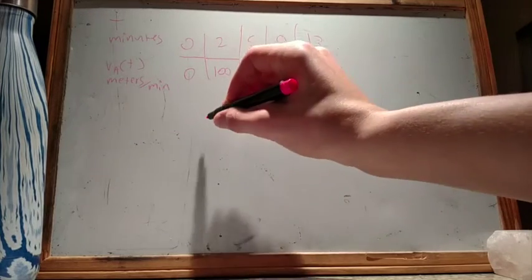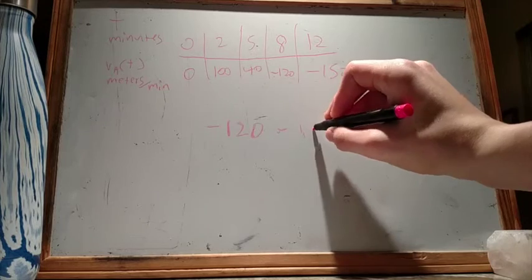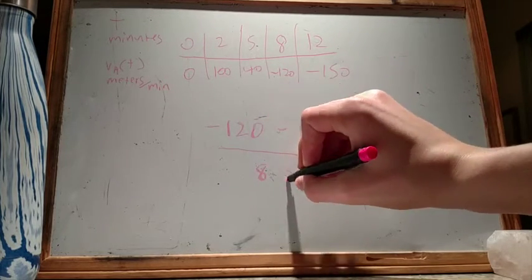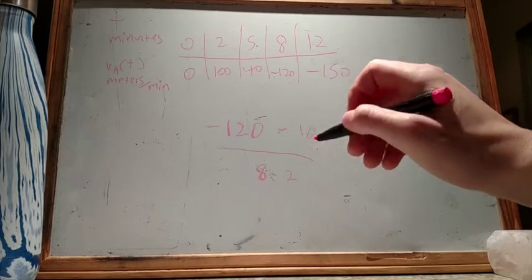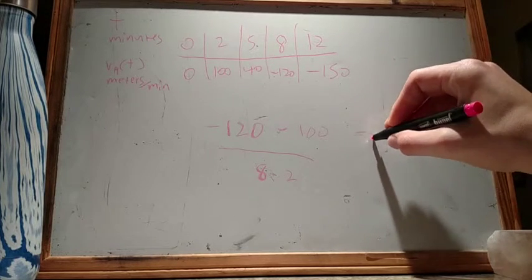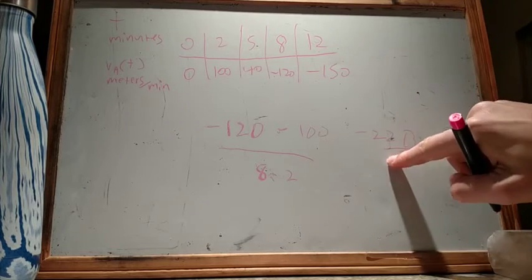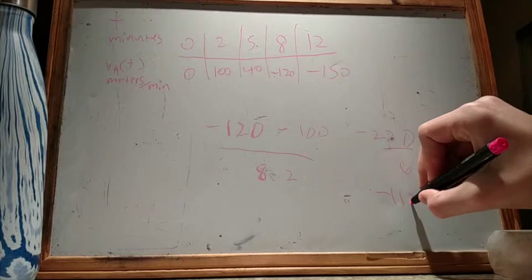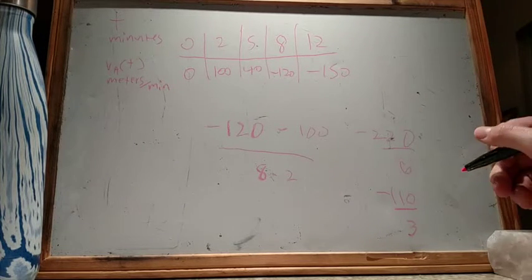To do that, you would go negative 120 minus 100 all over 8 minus 2, because this is the slope between the points when t is equal to 2 and t is equal to 8. So that ends up being negative 220 over 6, my bad. And that simplifies to negative 110 over 3, which is the answer. And you put that in the units that they give you.